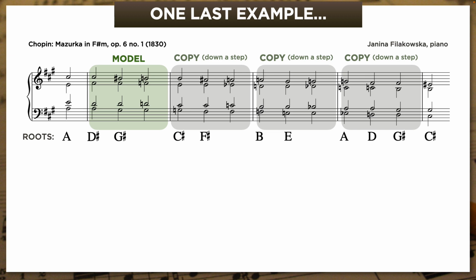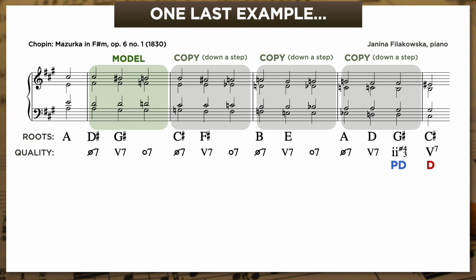As for chord quality, the model and copies start with half diminished seventh chords, move on to dominant sevenths, and then finish with diminished sevenths. Only the last copy is different. There's an extra half diminished seventh which loops us back into the 5/7 that starts the consequent phrase.